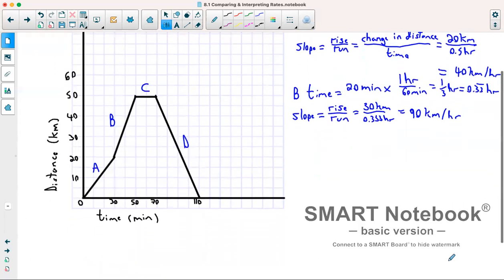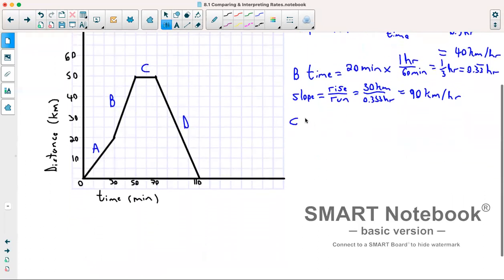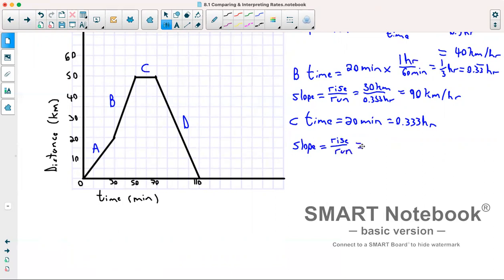Part C, our time is 20 minutes. We just calculated that up here, so we know that that is 0.333 hours. So our slope is our rise over our run. So we actually haven't increased any on our y value. So we have 0 kilometers over 0.333 hours. So that's 0 kilometers per hour.